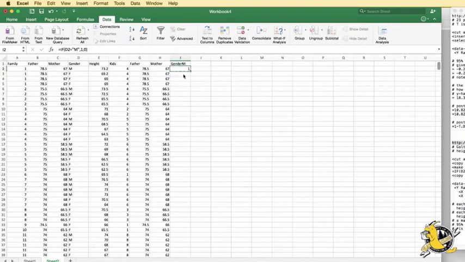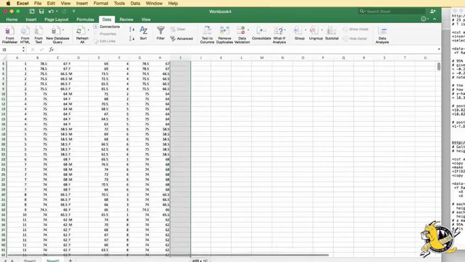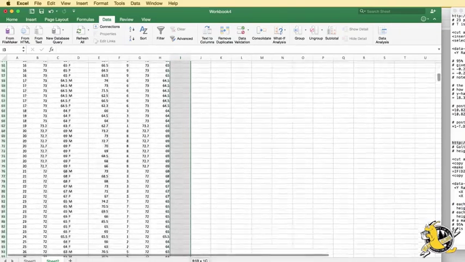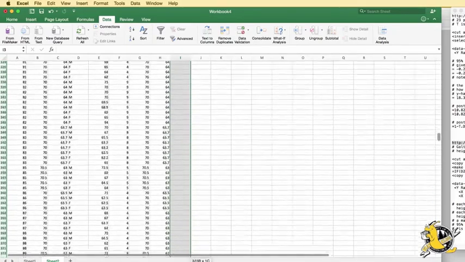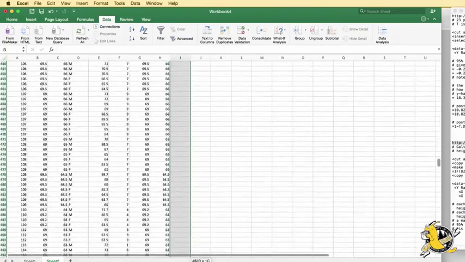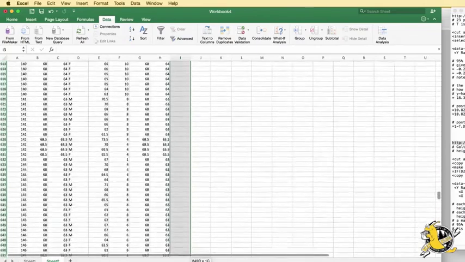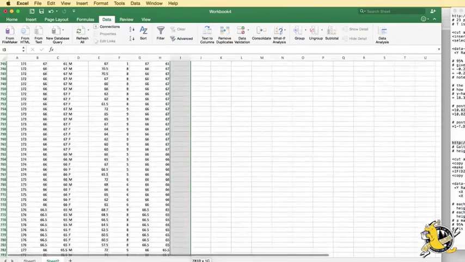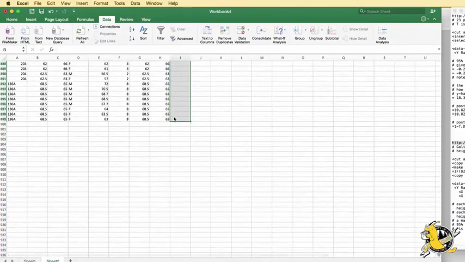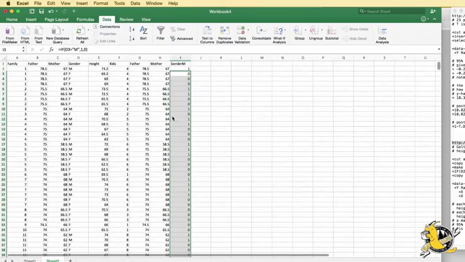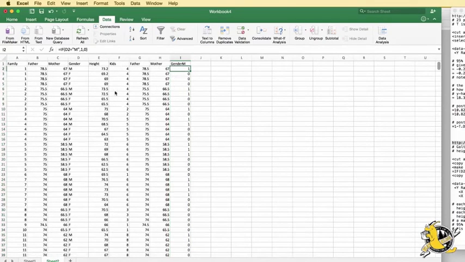With this formula now, I'll cut and paste it into all the rest of the column. This is a fairly large data set, and so we'll see it goes down to row 899. So now I've created a contiguous block of my explanatory variables, and I can use this to make a regression.